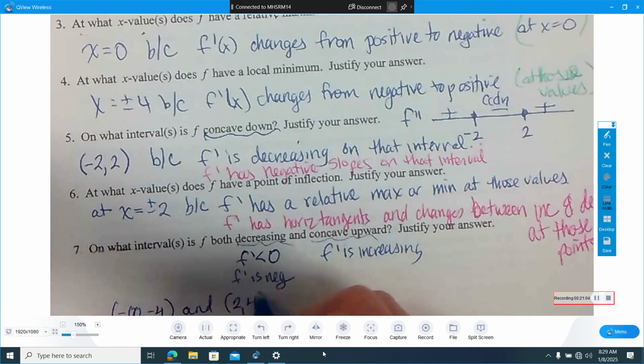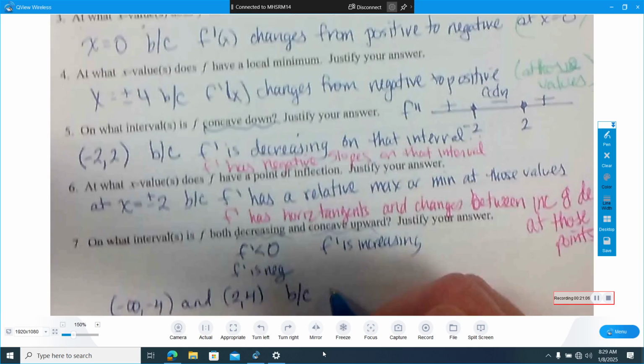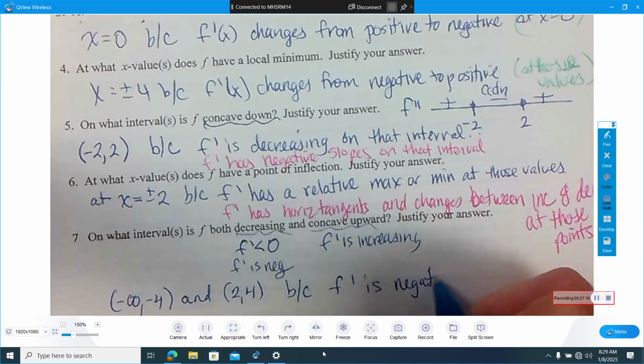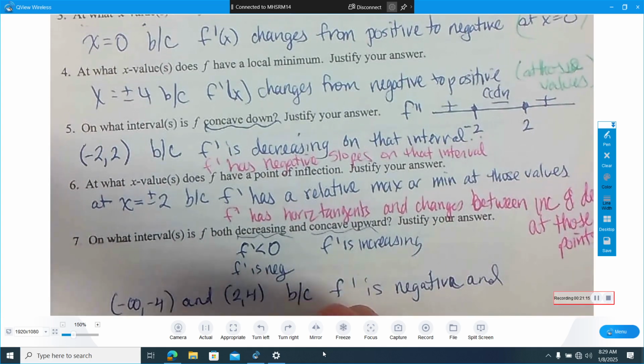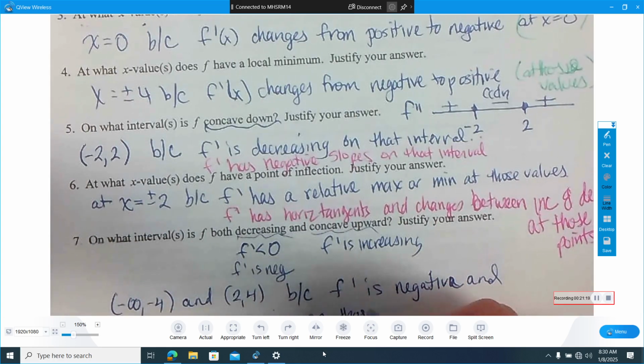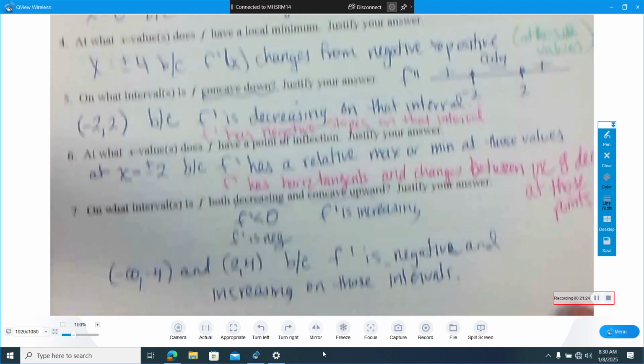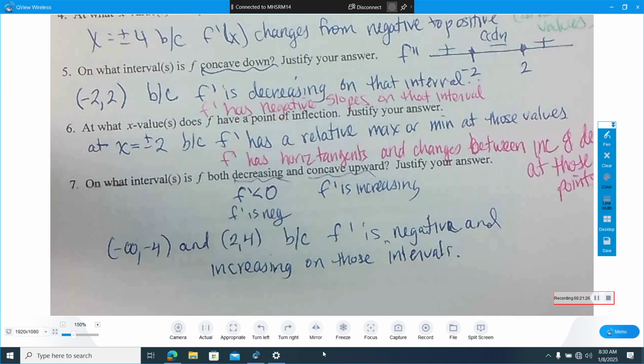and 2 to 4, because f prime is negative and increasing on those intervals. Negative gets the decreasing part, concave up is the increasing part. So, referencing the graph we've been given.